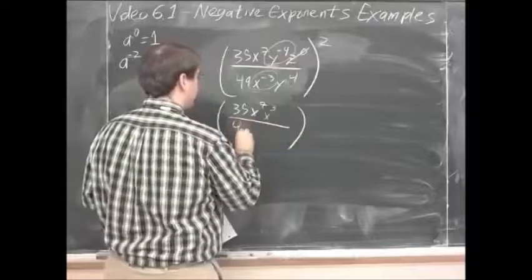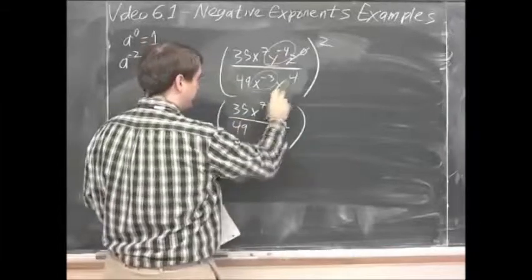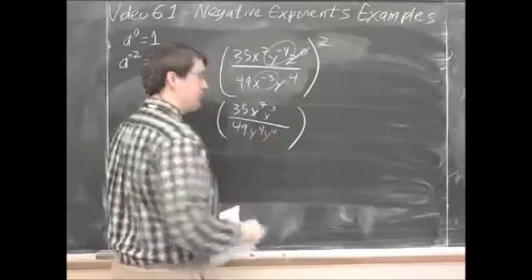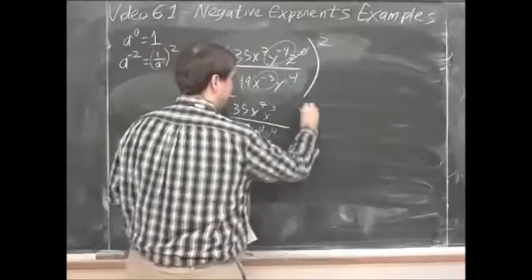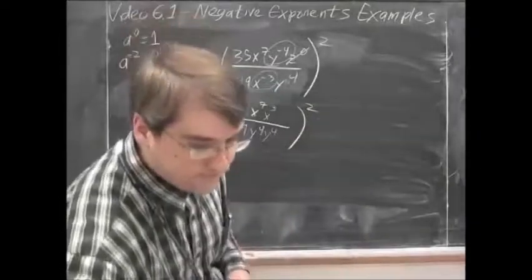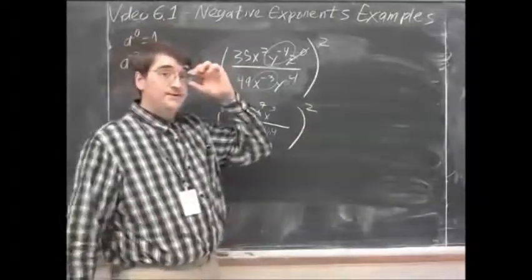So we have 49 y to the 4 that was already there, and then the y to the 4 that we moved down there, and then finally to the power of 2. There's still that big power of 2 on the outside. Now we can simplify some stuff.